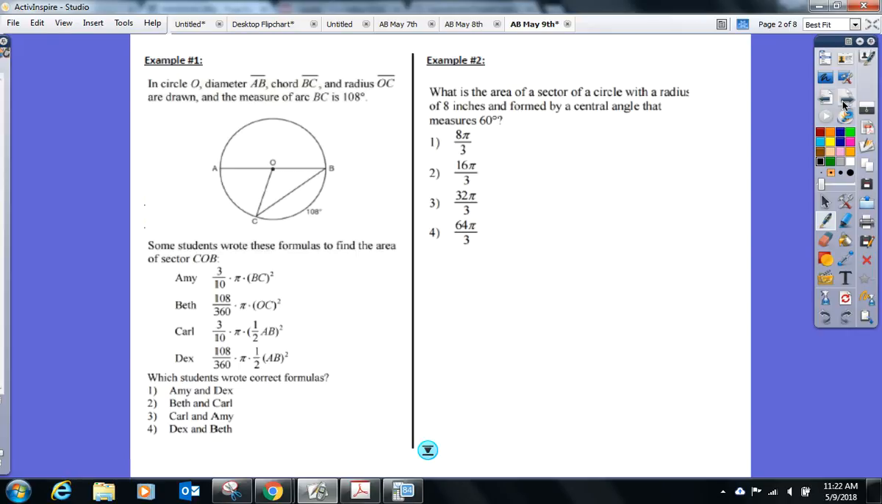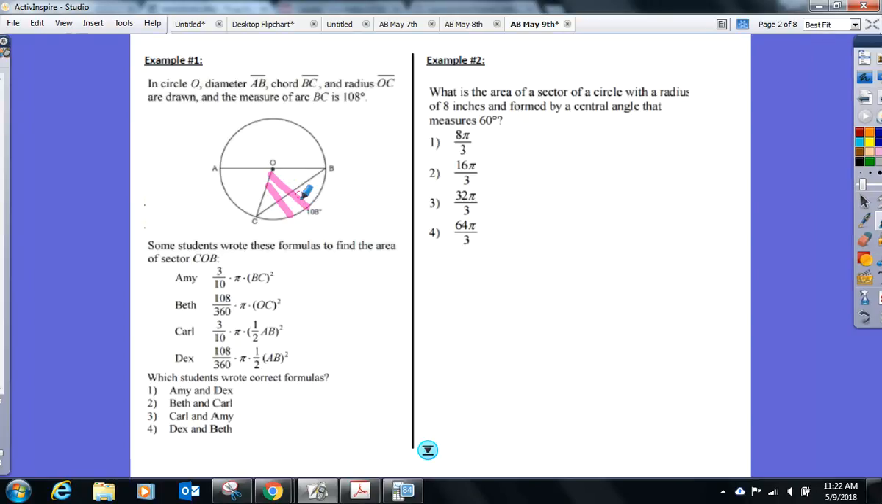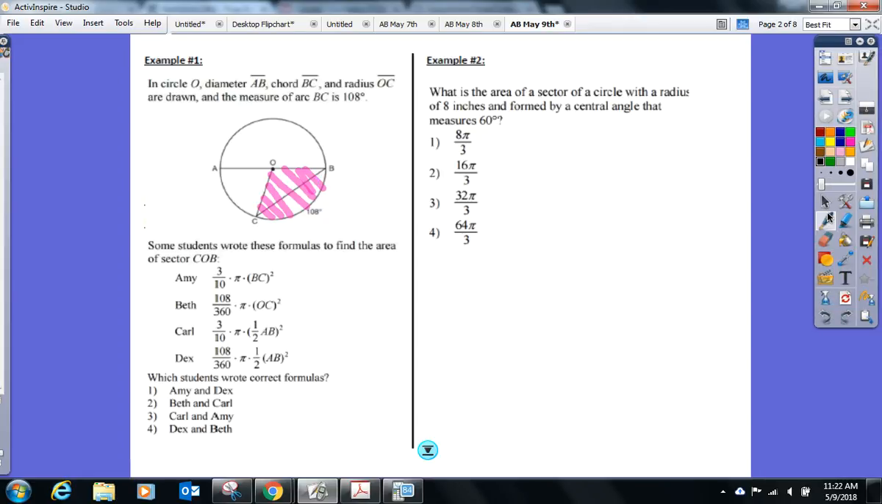Okay, first example. These are all old Regents questions I'm showing you right now. Help me out. We had four people show their work for sector COB. Right here, guys. Sector COB. This whole piece, the whole thing. Four people: Amy, Beth, Carl, Dex. Two of them are right, two of them are wrong. Can you help me find out the correct ones? Well, before we do that, let's do it correctly as a class.